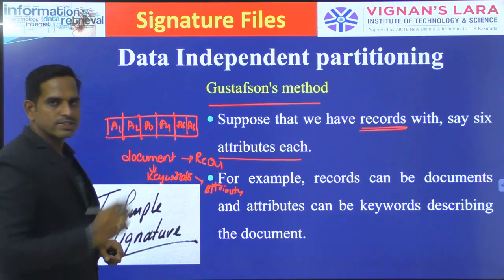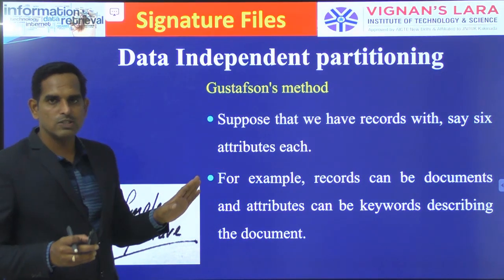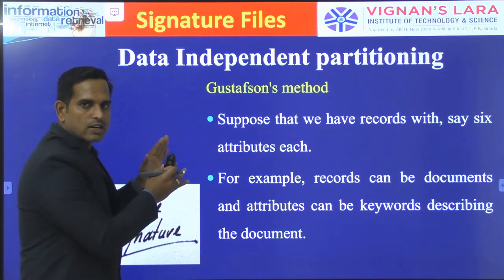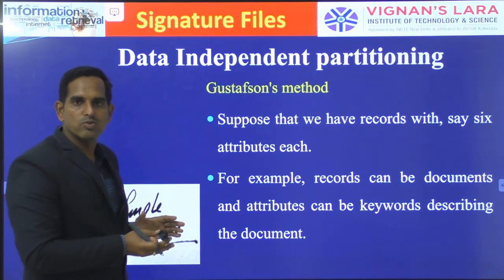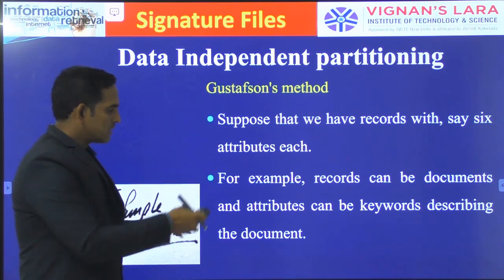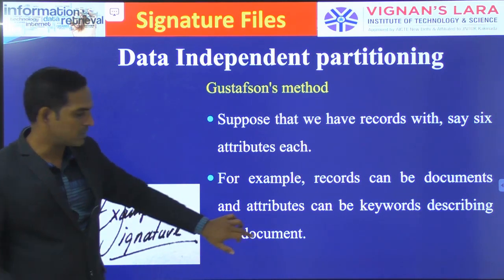Your attributes describe your particular record. So each and every document we are having will be treated as a record and attributes type. The record will be the document, and the attributes will be the things which are describing it, that is, the keywords which are describing the particular document.